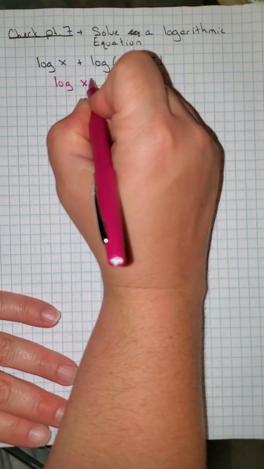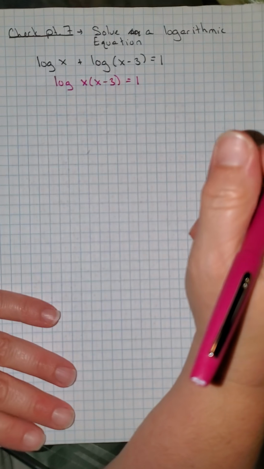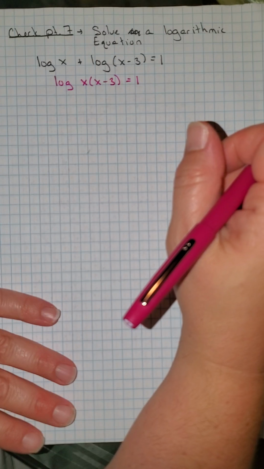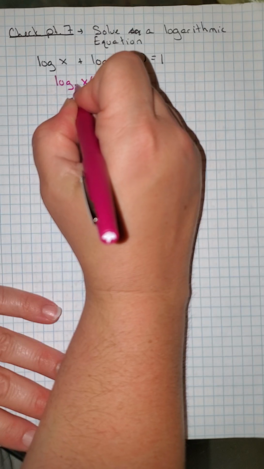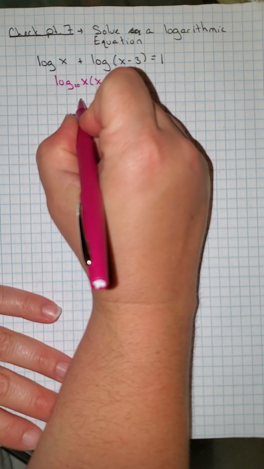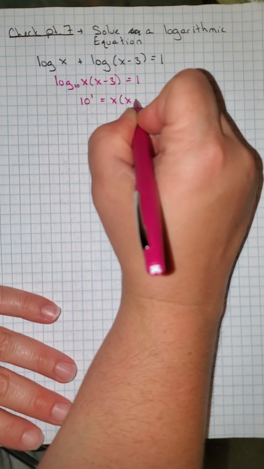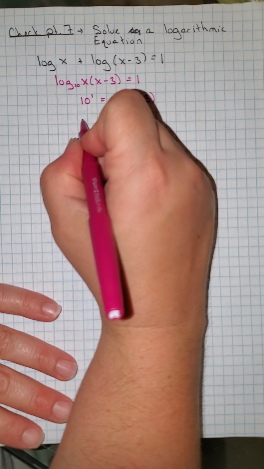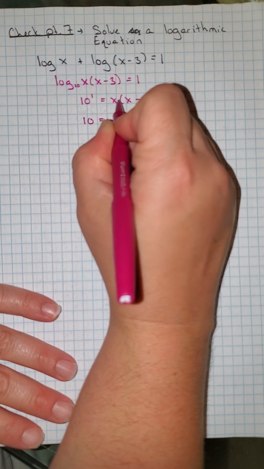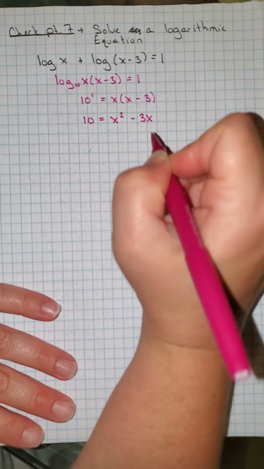So we have log of x times x minus 3 equals 1. And now we can take it out of log form. Our base is 10. So 10 to the 1 equals x times x minus 3. 10 to the 1, that's 10, equals, this will be x squared, and then minus 3x.